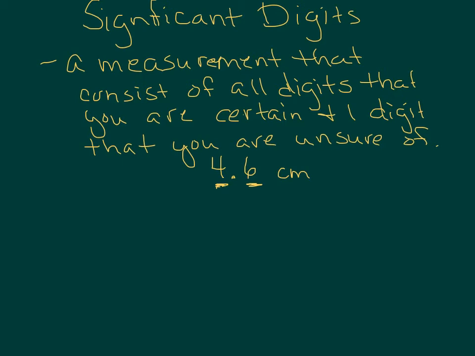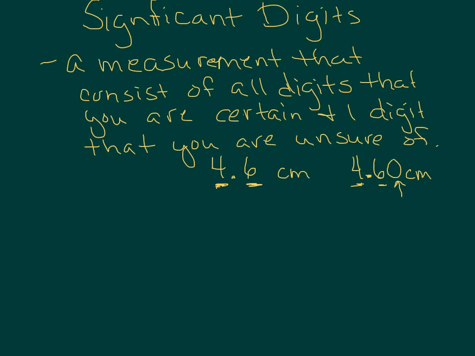Now, if I was sure of the 0.6 and my measurement fell right on the line for 0.6, then I would say my measurement was 4.60 centimeters. Okay, so you can see the difference between the two. I was sure of the 4, I'm sure it's on the 6, but I'm not sure about that last digit. I had to estimate or think it's right. It's not over one way or the other.